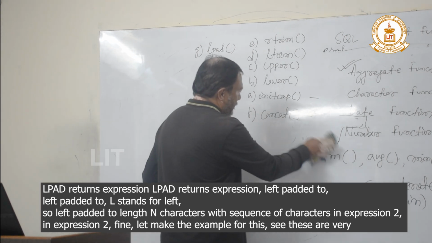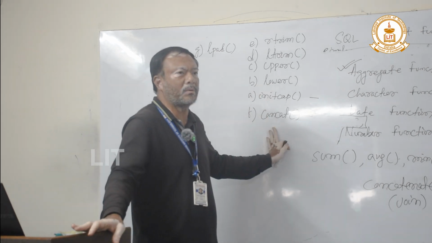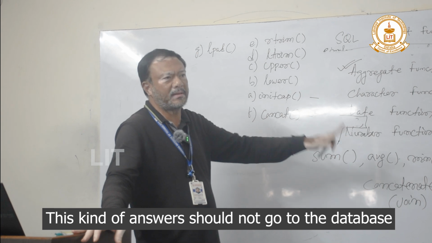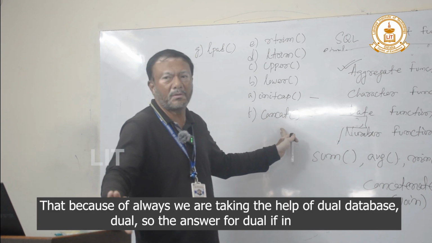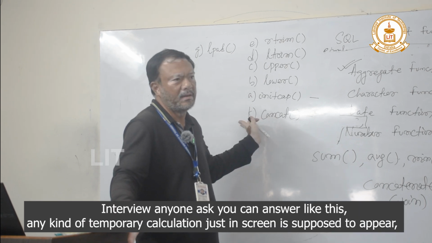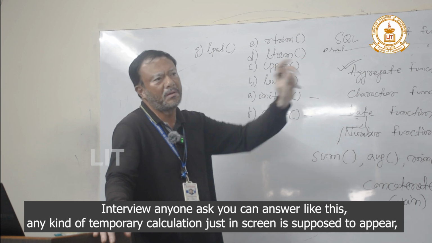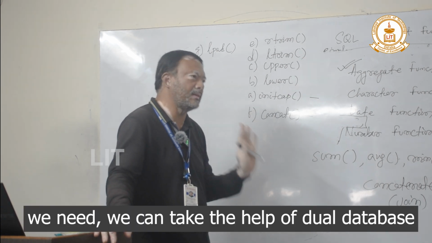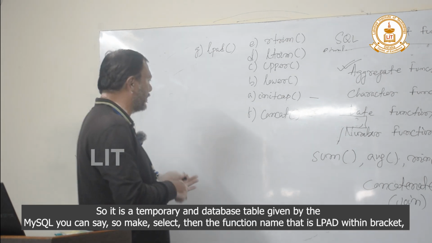Let's make an example for this. These are temporary calculations we are doing. This kind of answer should not go to the database, which is why we always take the help of the dual database. If anyone asks in an interview, you can answer like this: for any kind of temporary calculation that should just appear on screen, we can take the help of dual. It is a temporary database table given by MySQL.